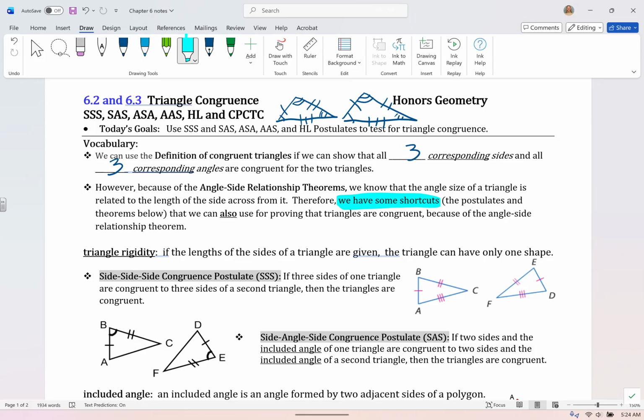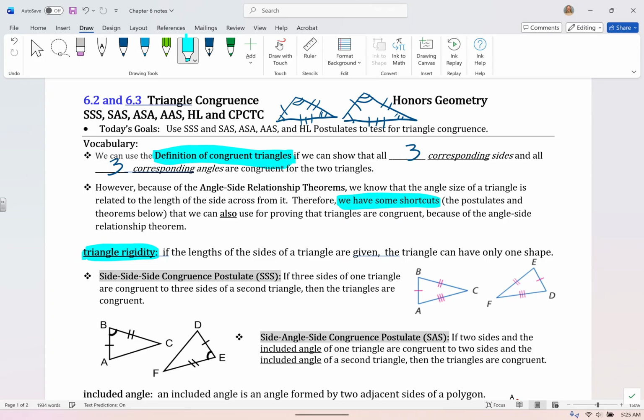So definition of congruent triangles for sure is a method. When I ask you what methods can you use, one of them is by definition of congruent triangles, which is all three sides correspondingly are congruent and all three angles correspondingly are congruent to each other. That is absolutely true, but there are several shortcuts for this. Well, first of all, triangle rigidity is a feature we need to know about.